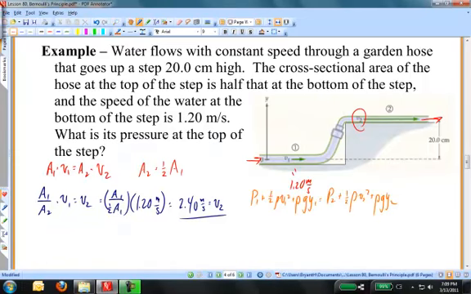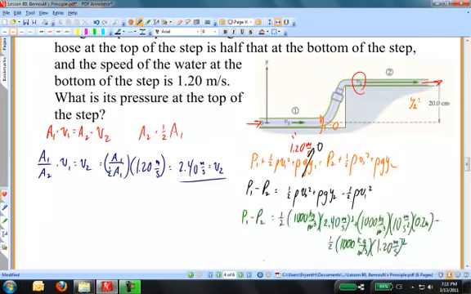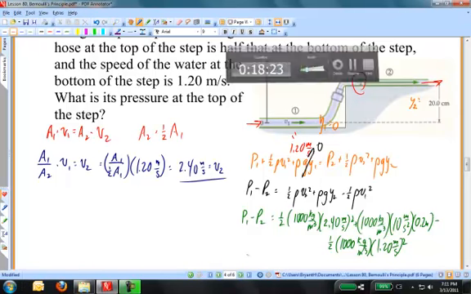Let's recognize that y1 is going to be equal to 0 and y2 is going to be 20 centimeters or 0.2 meters. Let's also recognize that they don't tell us what P1 is. I'm going to leave things in terms of P1. In fact, I think what I'm going to do is find what P1 minus P2 is, to figure out the difference in the pressure at the top of the step. And now I'm going to put in the numbers, and feed those numbers into your calculator.